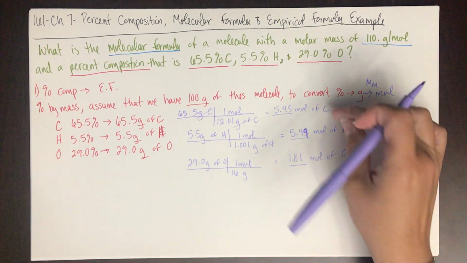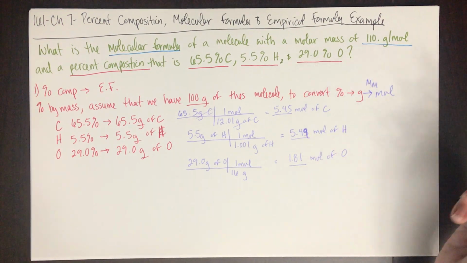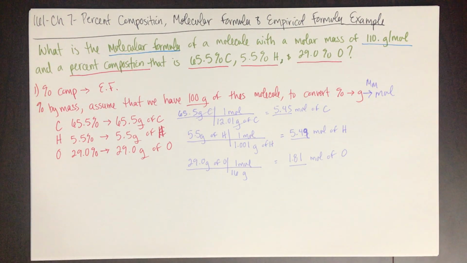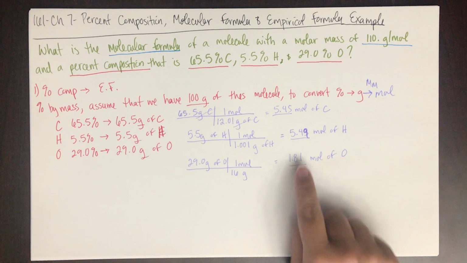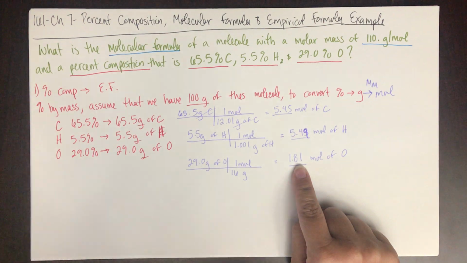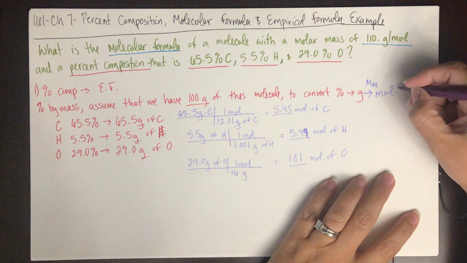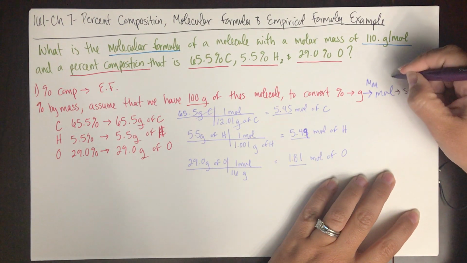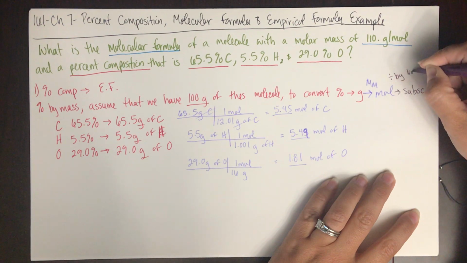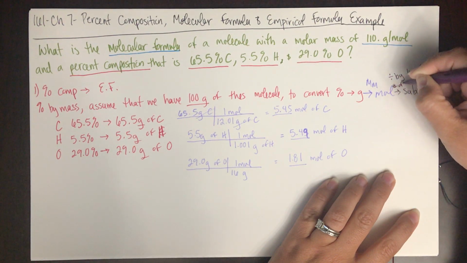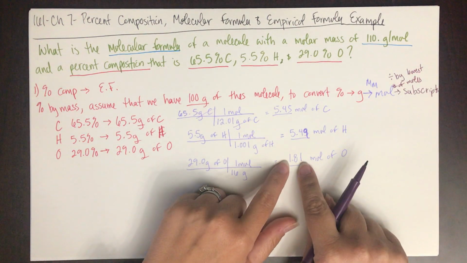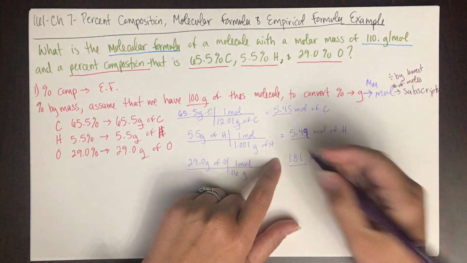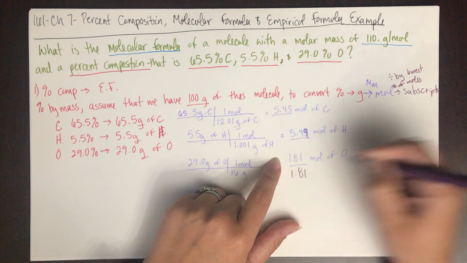What's the ratio of carbon to hydrogen to oxygen within this molecule? The way I'm going to do this is divide everything by the lowest number of moles of whatever you have. So from moles to subscripts, I'm going to divide by the lowest number of moles. The lowest number of moles is 1.81. So I'm going to divide 1.81 by 1.81 and I'm going to get 1.